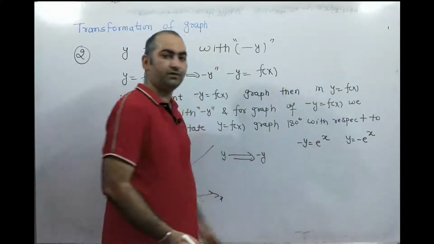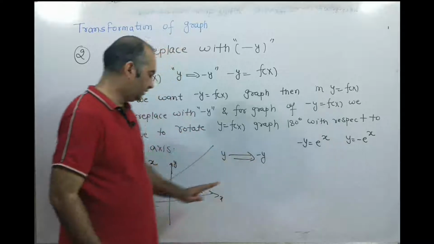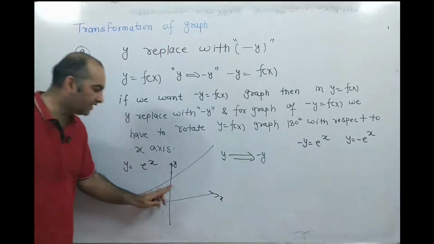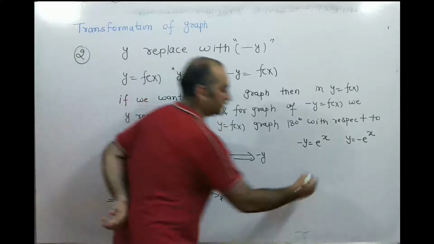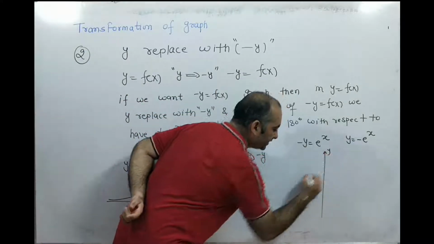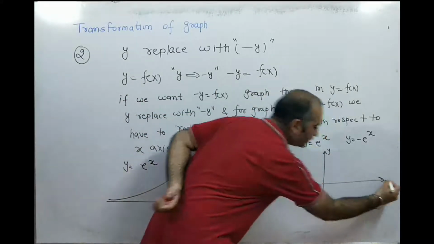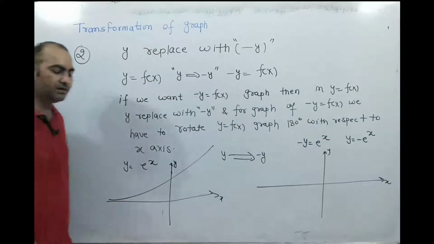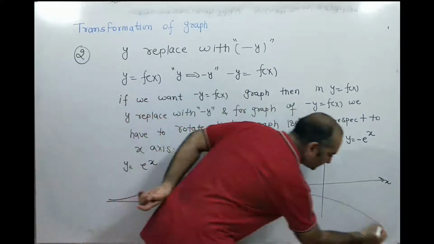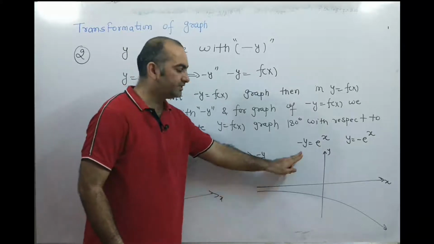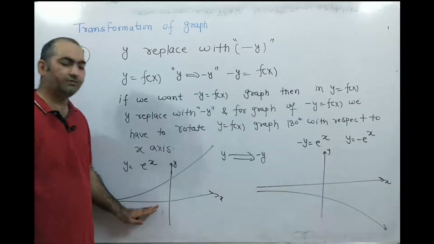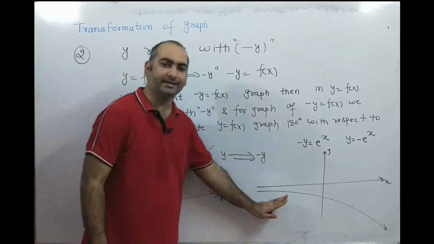So if you want this function's graph, then this graph we have to rotate 180 degrees with respect to the x-axis. So this graph will come down. This is the y-axis, this is the x-axis. If we rotate 180 degrees, then this graph will come like that. So to get this graph, we have to rotate this function's graph 180 degrees with respect to the x-axis.